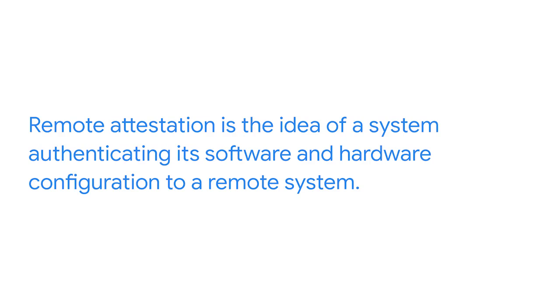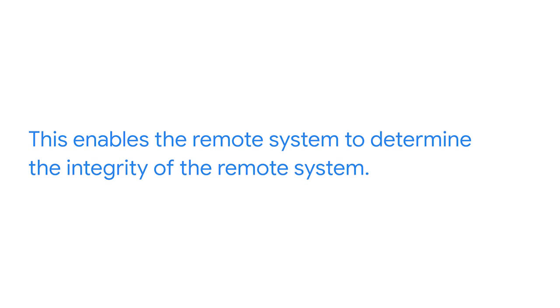This can detect unauthorized hardware changes to a system. Remote attestation is the idea of a system authenticating its software and hardware configuration to a remote system. This enables the remote system to determine the integrity of the system. This can be done using a TPM by generating a secure hash of the system configuration using the unique RSA key embedded in the TPM itself.